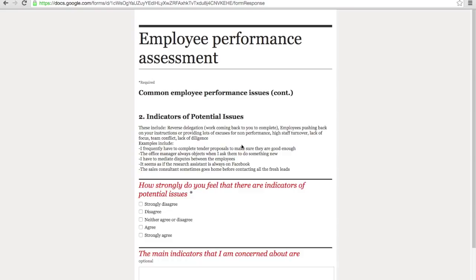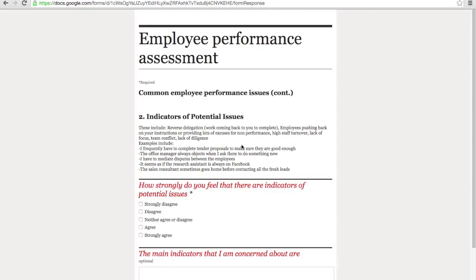These would include items such as reverse delegation. Reverse delegation is work that comes back for you to complete. Most managers think that this is just a fact of life, that maybe you give someone some work to do, and then they don't finish it, or they don't do it at all, and you end up doing it yourself. Actually, that's quite a big problem, because it means that everything is dependent on you to finish things.